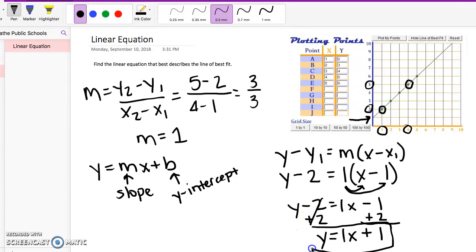After I have my equation, I would check my graph to see if that makes sense. I have positive 1 as a slope, and that makes sense because my line has a positive slope. And I have 1 as the y-intercept, which makes sense because the line crosses the axes at positive 1. And that is your linear equation for the line of best fit using the calculations and not just counting it on the graph.